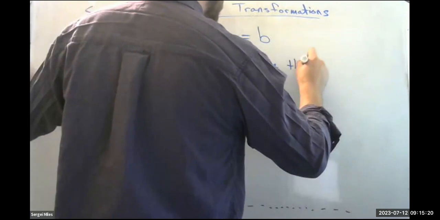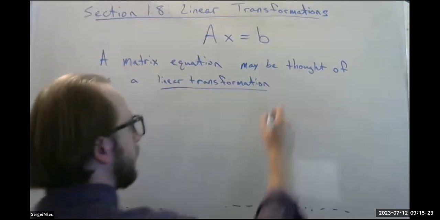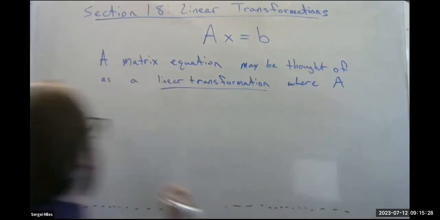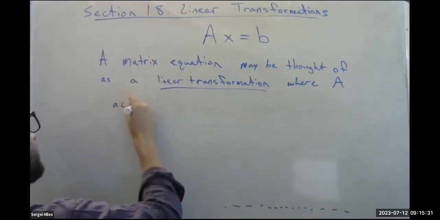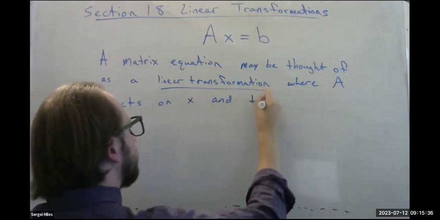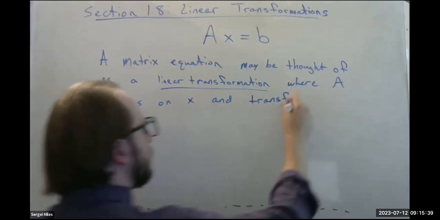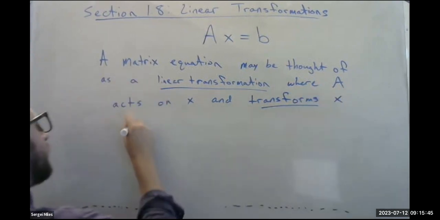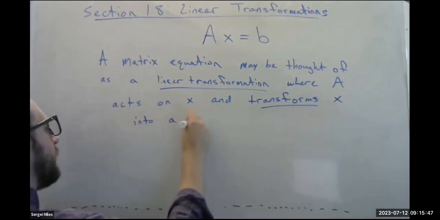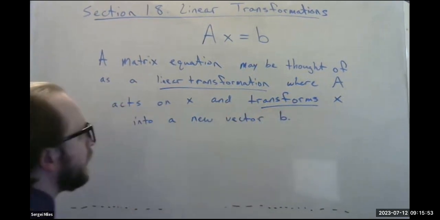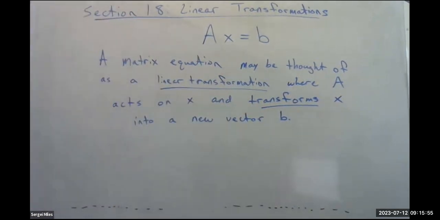as a transformation, where the matrix A acts on X and transforms X into a new vector B. In other words, transformation is also another fancy term for a type of function.